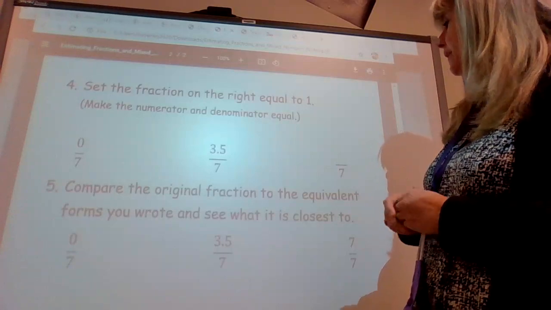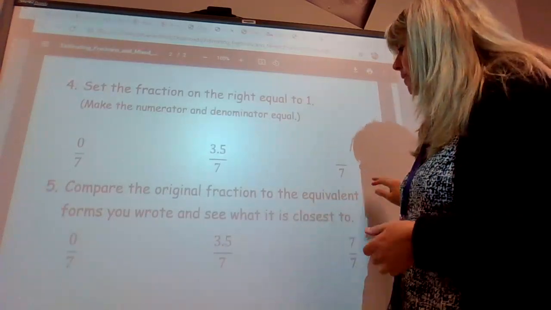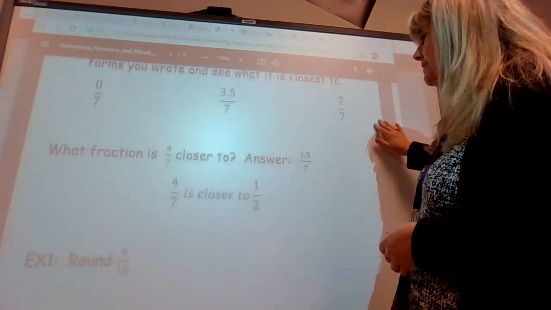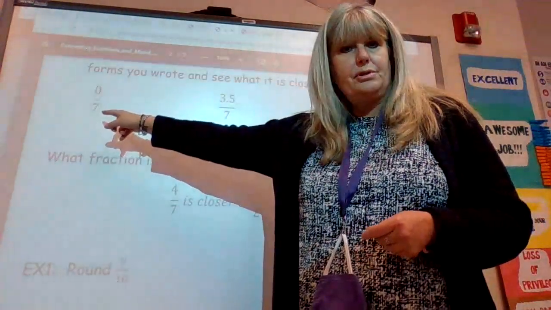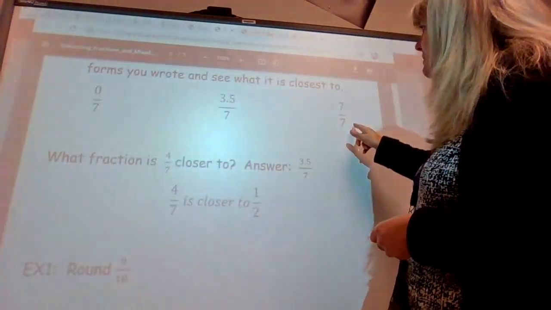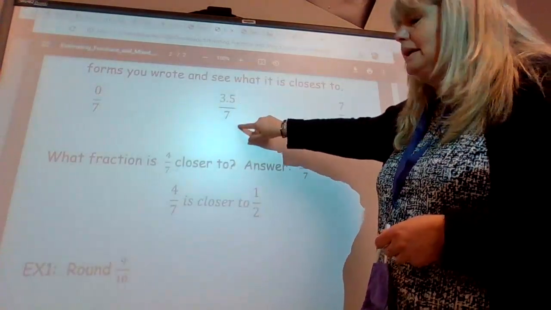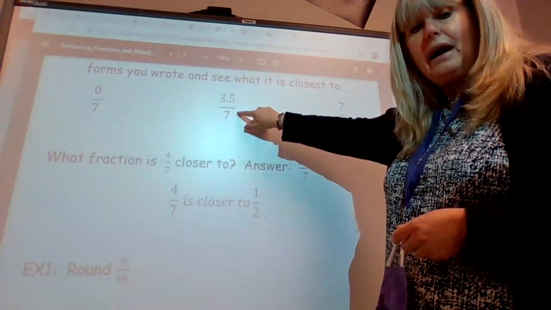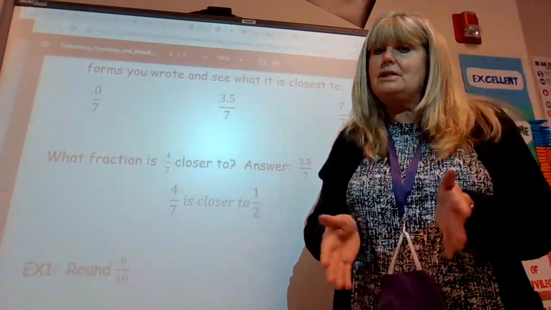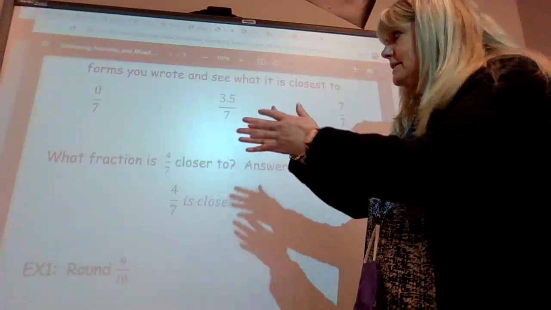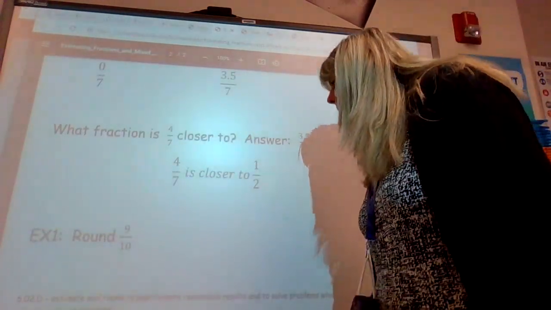Now you compare the original fraction to the one you wrote and see which one it's closest to. So when I look at 4/7, what is 4/7 closer to? Well, it's not closer to 0/7, and it's not closer to 7/7. 4/7 would be right here, right after 3 5/10. And if that's the case, then that means 4/7 is closer to 1/2 than it is to either one of those.